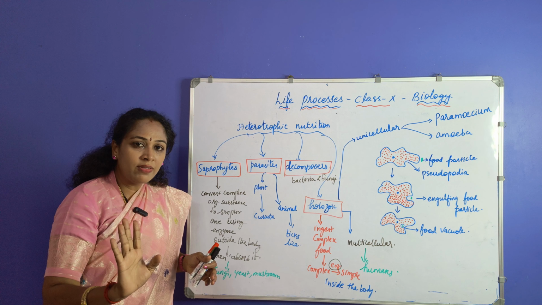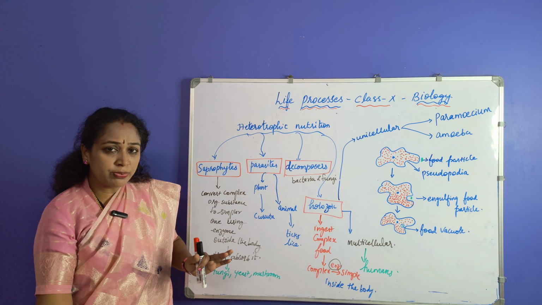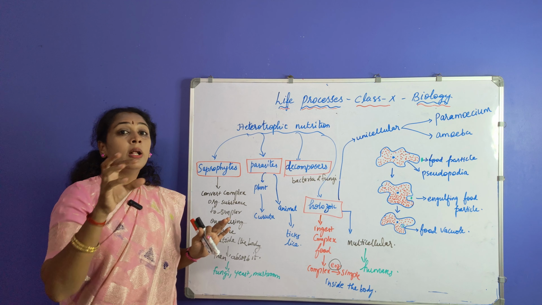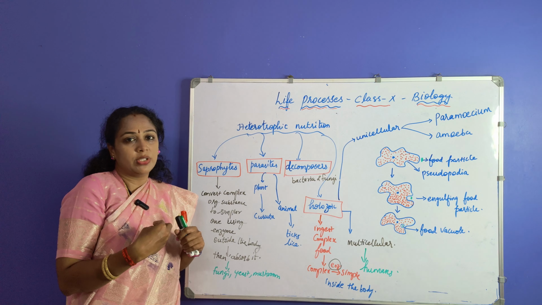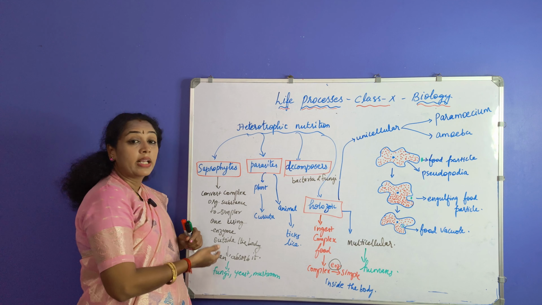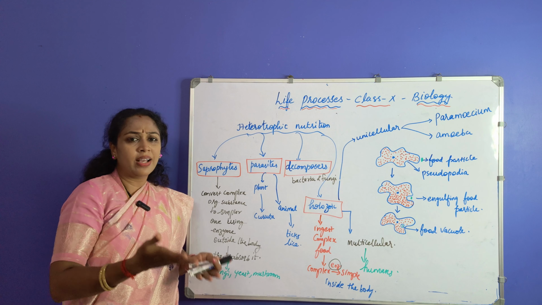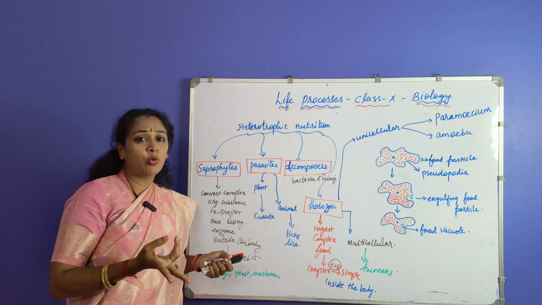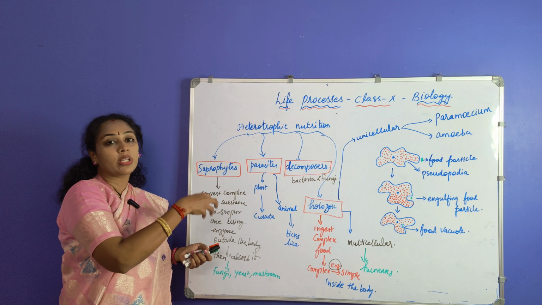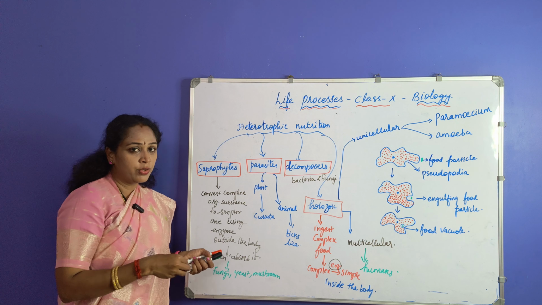Outside the body they will convert the complex substance to simple substance by producing enzyme, and once this conversion is over, they will absorb the simple substance into the body. Examples of such organisms are yeast, mushroom, fungi. Fungi includes the yeast form and the mold form together, and we put it as fungi. So these are the examples of organisms in the saprophytic mode of nutrition.